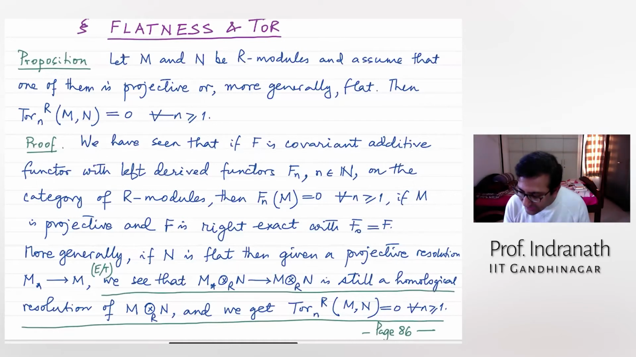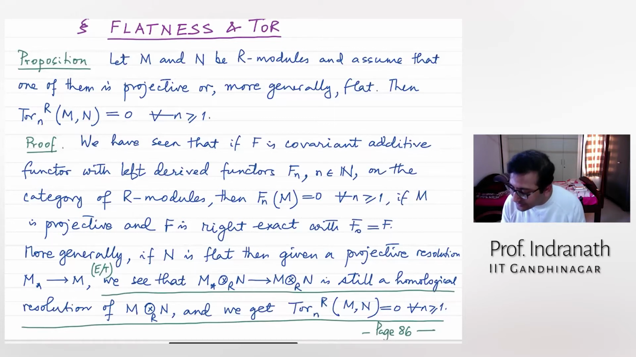Here, I have put it under E stroke T, because I believe this is going to be taken up in the tutorial. If not, then in one of the meetings which we said that we would have for discussing the lecture notes part. But please think about it: we want to prove this part, that if you have M or N, if one of them is flat, then also you have this.